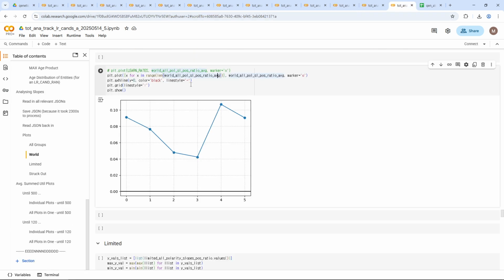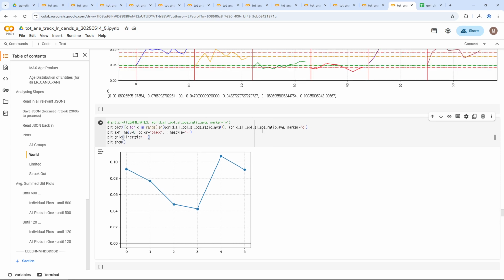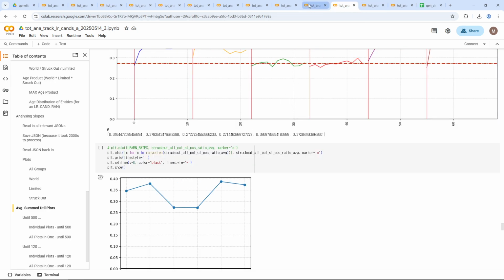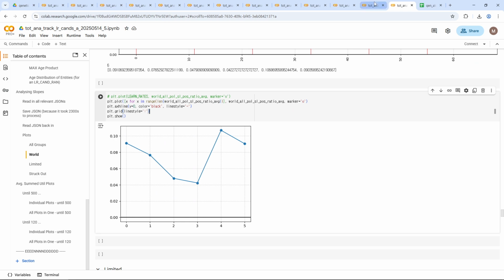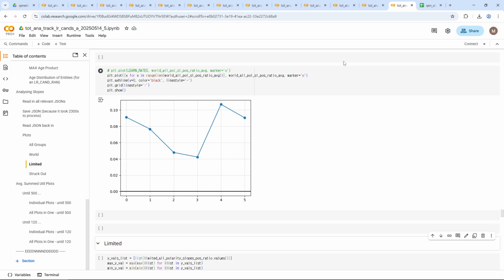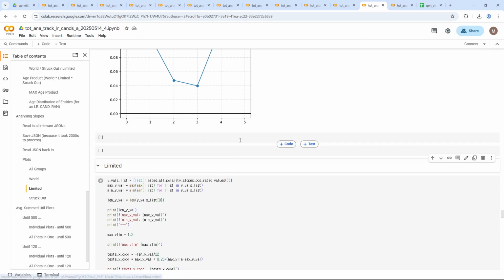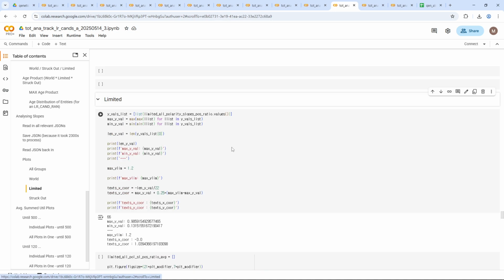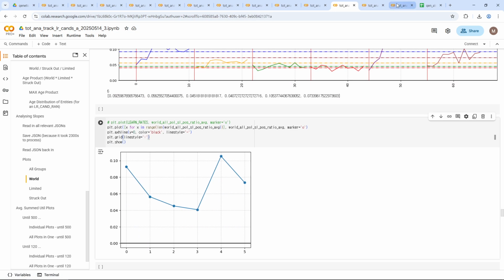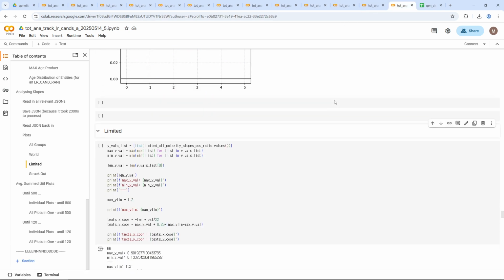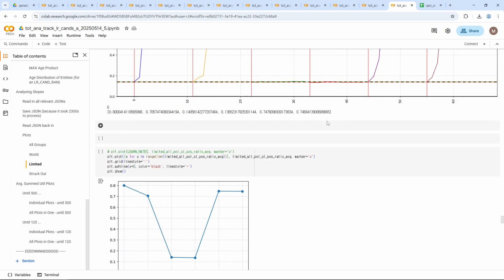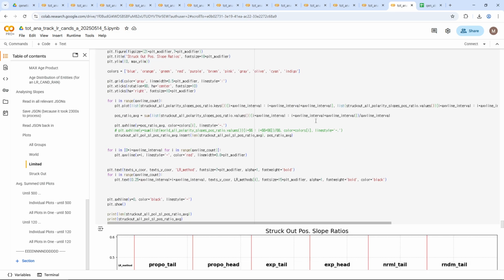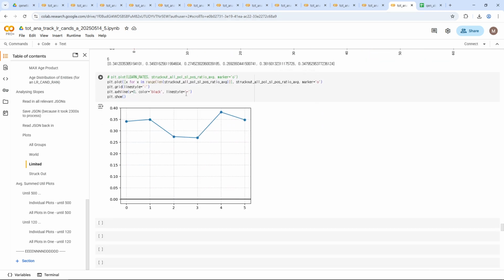For when candidates are chosen at random, this is the world entities. Again, we're back to... No, actually no. No, yeah, we are back to looking like a duck or something. And then for the limited entities, this is what it looks like. For the struck out entities, this is what it looks like.